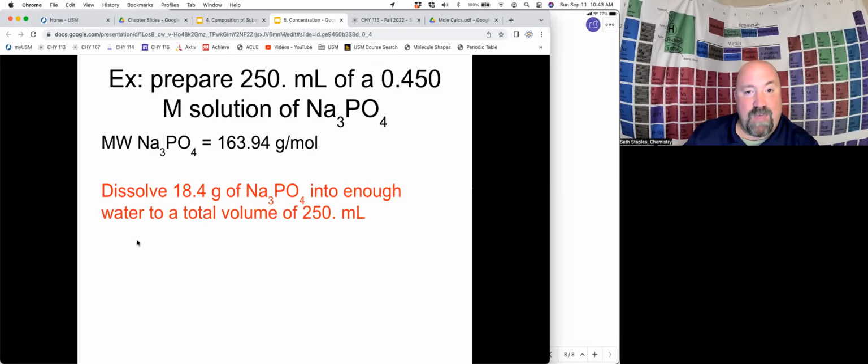And so that means that when I'm done, I'm going to have a 250 milliliter solution that will be at 0.450 molar. It will be at my desired concentration.